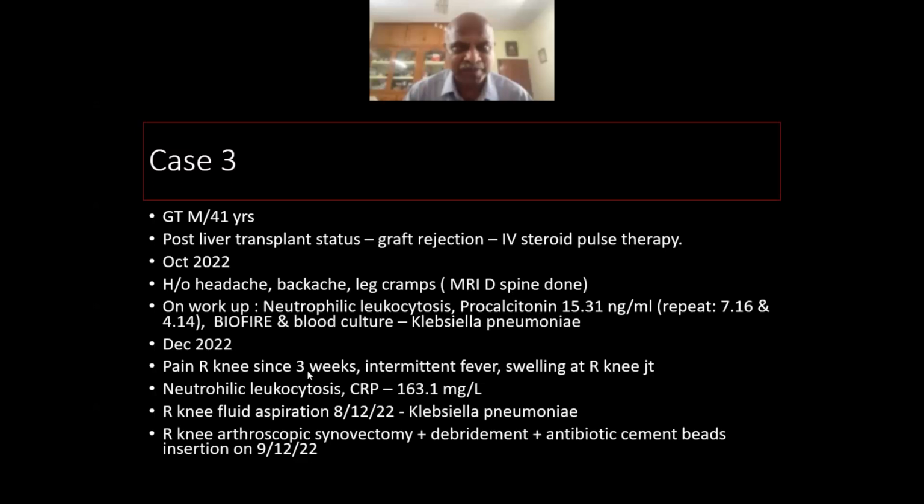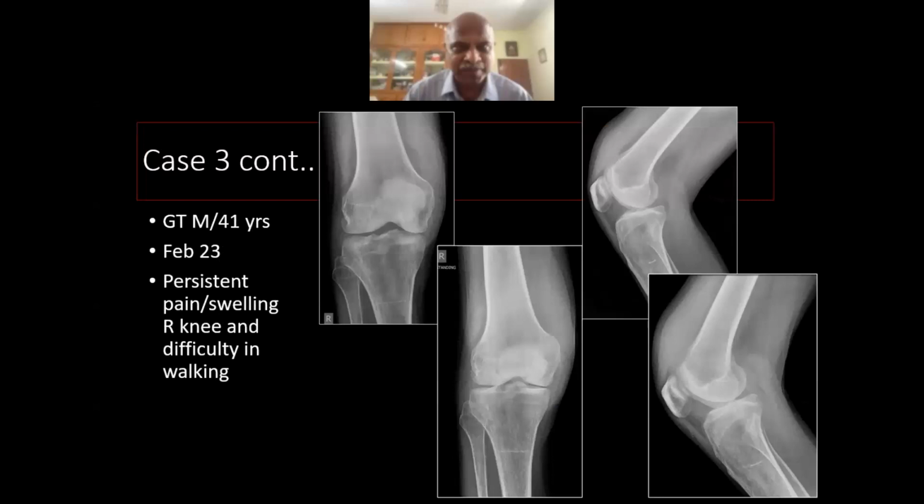2 months later, he presented to us with pain and swelling at the right knee joint. This time again, he had neutrophilic leukocytosis, CRP was still high. So the knee joint fluid was aspirated, and again, it grew Klebsiella pneumoniae. So a right knee arthroscopy was done. Synovectomy, debridement, and antibiotic cement beads were inserted, and we hoped that this would heal well. Unfortunately, that didn't happen. 2 months later, he was still very symptomatic at the knee joint.